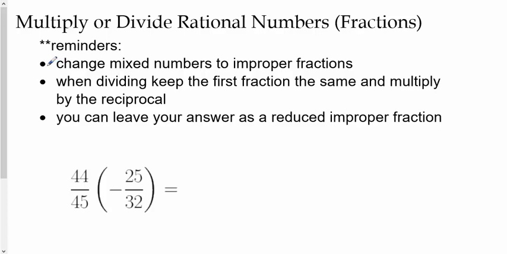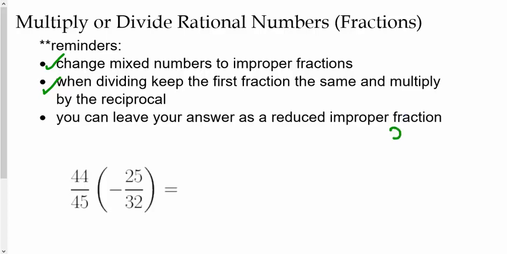We're going to change mixed numbers to improper fractions if we need to. So if you ever see mixed numbers, before you multiply and divide, you must change them to improper fractions. And then when we divide, we keep the first fraction the same and we multiply by the reciprocal. We'll see a couple examples of that. And then, just so you know, you can leave your answer as a reduced improper fraction.